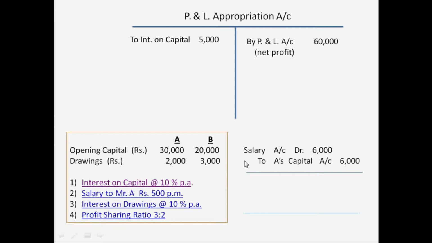After this entry, one more entry the firm will pass just to close the salary account, and the entry is P&L appropriation account debit to salary account. Salary account is debited here, so in the next entry it will be credited just to close this account, and P&L appropriation account is debited. Now this second entry will be posted on the debit side of P&L appropriation account to salary 6,000, and the first entry will be posted on the credit side of A's capital account.